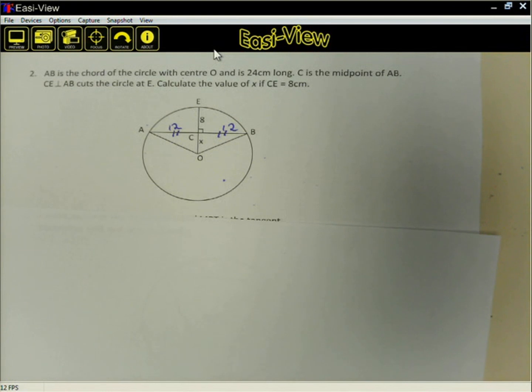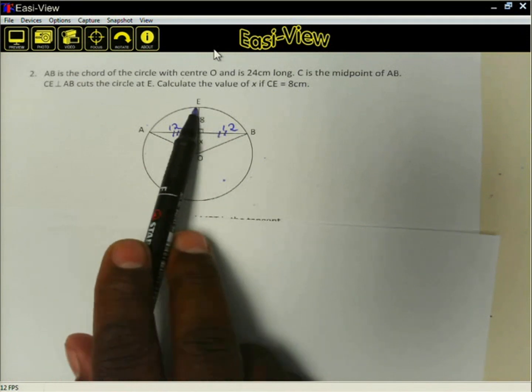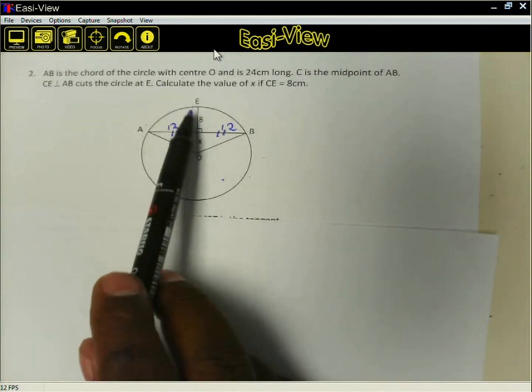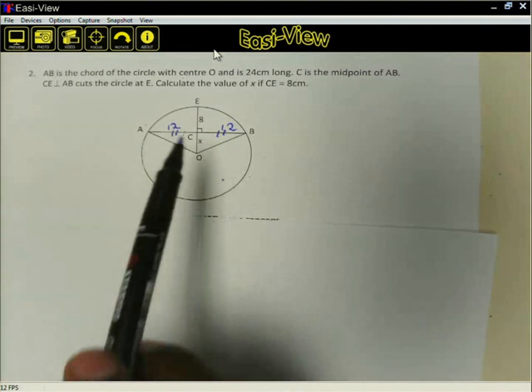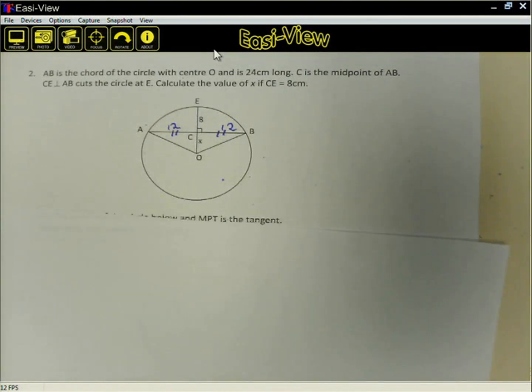The question then states CE is perpendicular to AB. It's marked, it's 90 degrees. It cuts the circle at E. Calculate the value of X if CE is 8 centimeters. This CE line cuts the circle at E, and this CE is equal to 8 centimeters. So the question is, calculate the value of X.